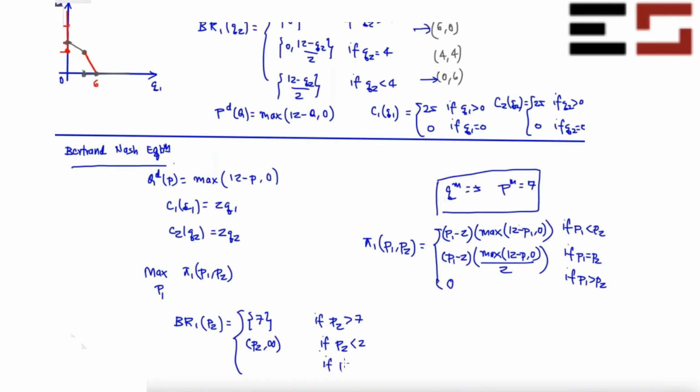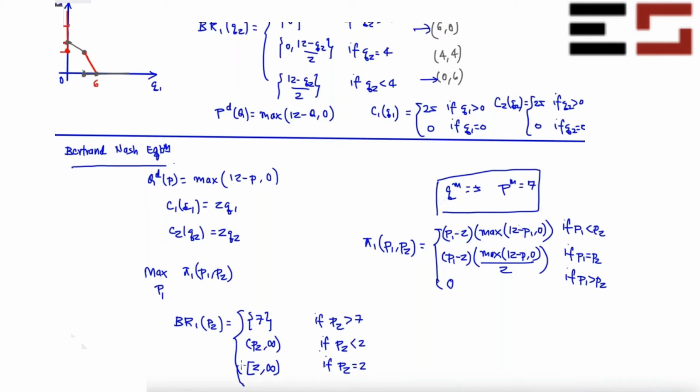Okay, what about if P2 is exactly equal to 2? Well, that's one of the best responses, but there are others. If you charge 2, you make 0 profit. If you charge more than 2, you again make 0 profit by selling nothing. If you charge 2, you split the market, and you make 0. If you charge more than 2, you don't sell in this market, you still make 0. So basically anything from 2 to infinity, including 2, is the best response.